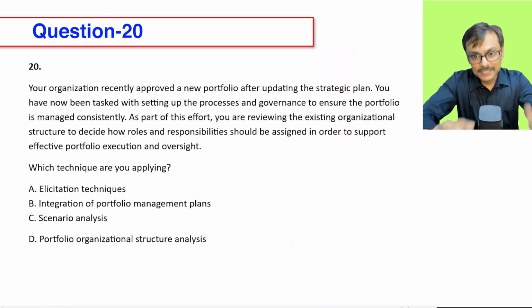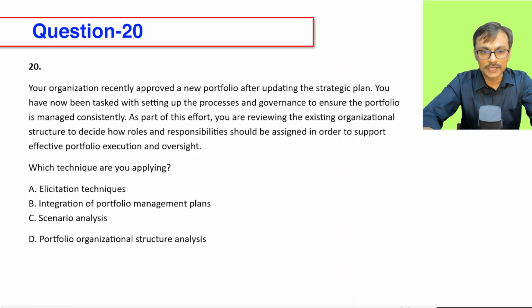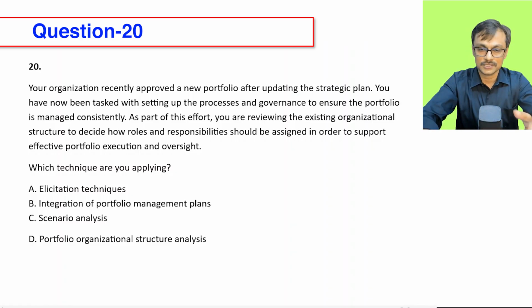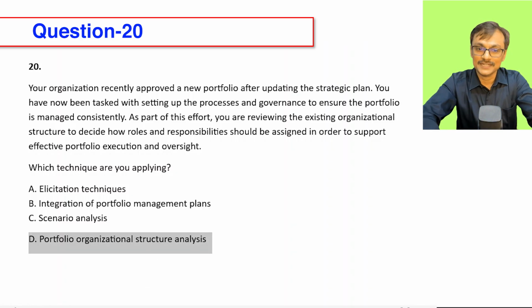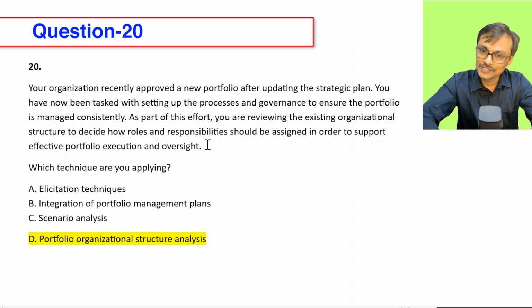Now, once I'm clear there, I need to understand which type of work is happening and which technique can help me in doing that work. The work is talking about roles and responsibilities, organization structure, and aligning the portfolio organization structure with the organization structure. Where do we do all this? Option D, portfolio organization structure analysis. That way I can find my answer.